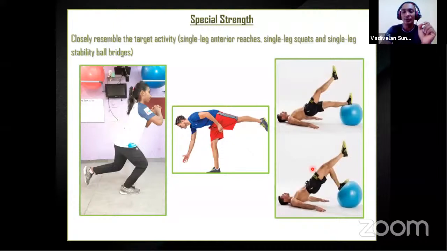For example, if you're kicking a football, you have to stay on a single leg for microseconds. So single leg balance is very important. It's sport specific. So in this training: the single leg squat, single leg forward reach, and single leg hip extension over the stability ball. These may train your glutes and hamstrings.